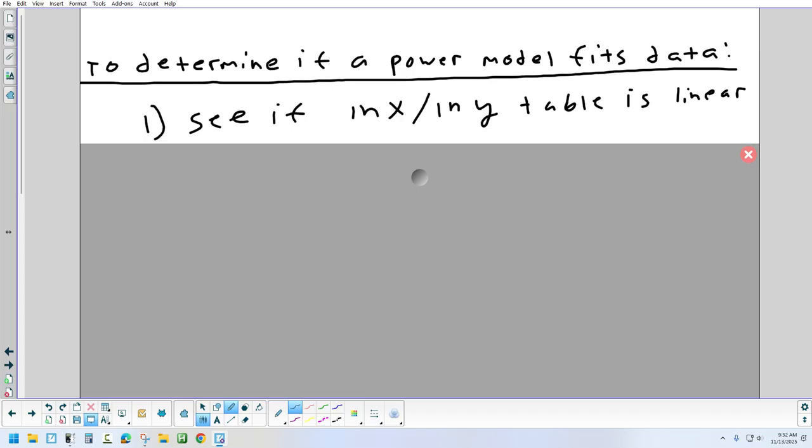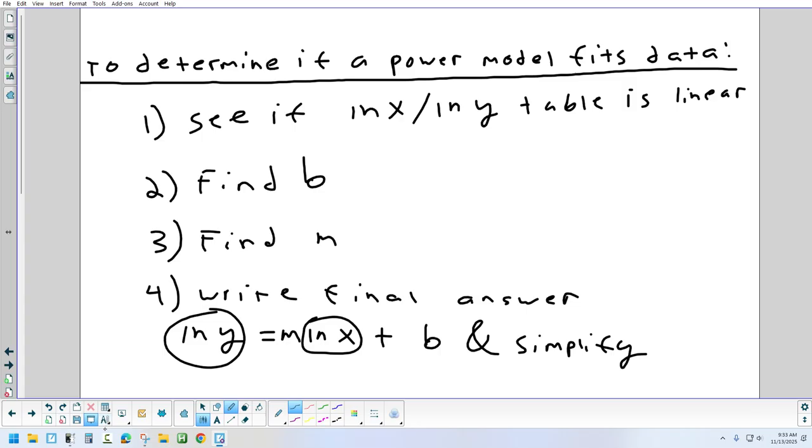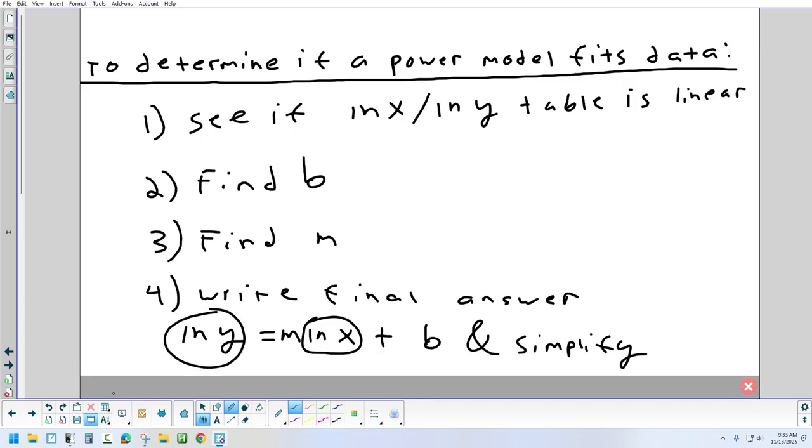And then what you're going to do after you take the natural log of every number in the table is graph all those points in that new table you just made. And you're going to see if the points look like they're in a straight line. If it looks like the points are in a straight line, then we are going to use a power model. Okay, so let's leave some room to write 4 more steps.